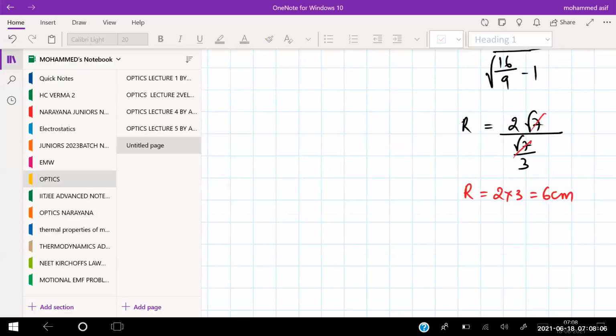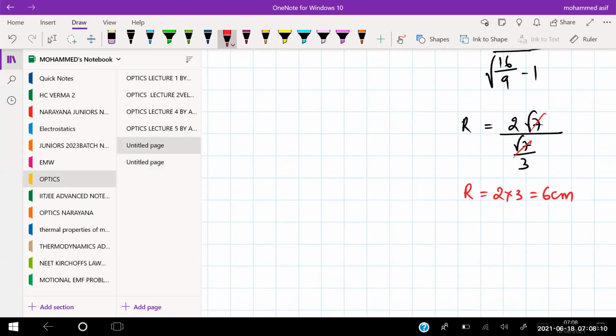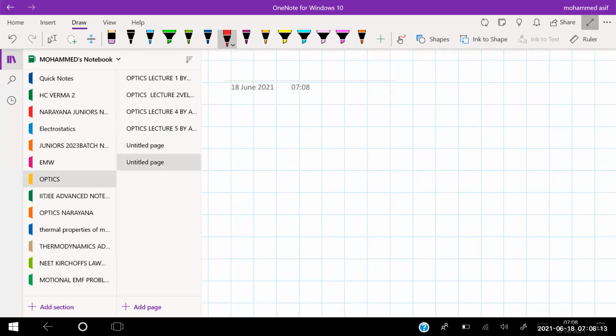Refraction at plane surfaces. Refraction on a plane surface. Very, very important bit. Refraction on a plane surface. That is the concept of real depth and apparent depth.